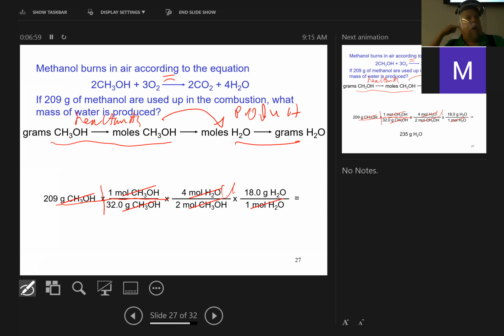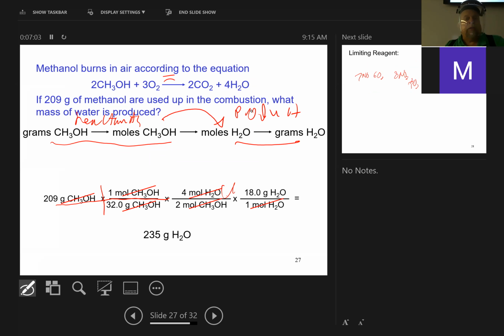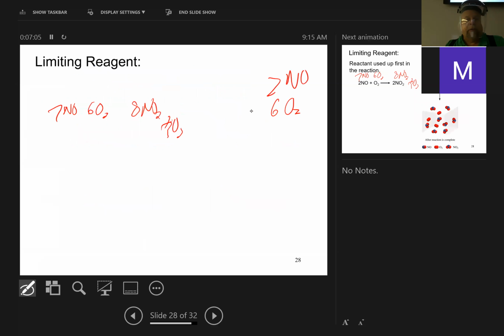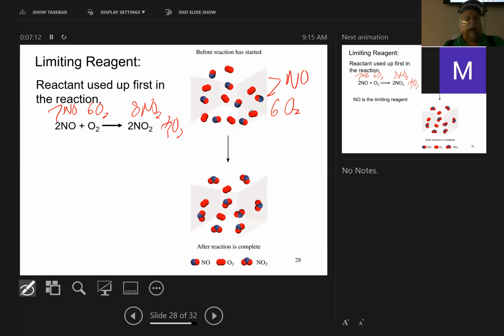Now, the units will always help you determine whether you have the right answer or not, okay? So that's the answer there. Now, the next part is limiting reactant. The reactant used up first in the reaction, okay?